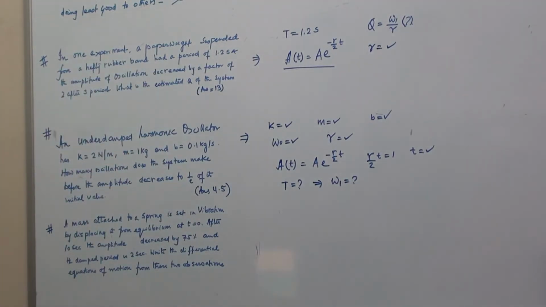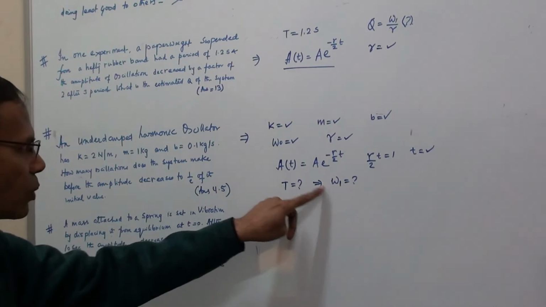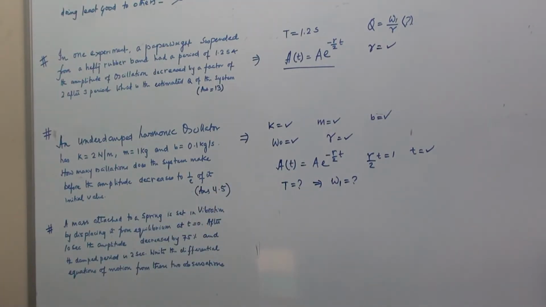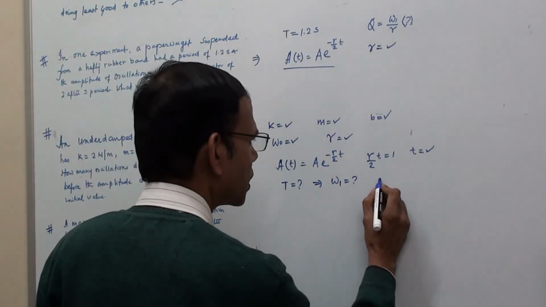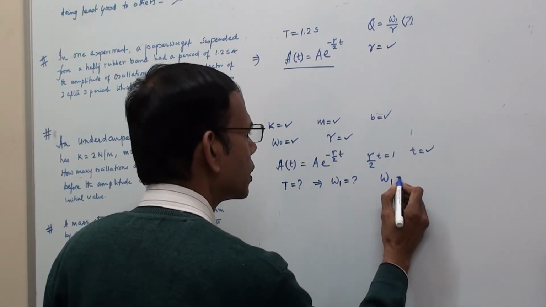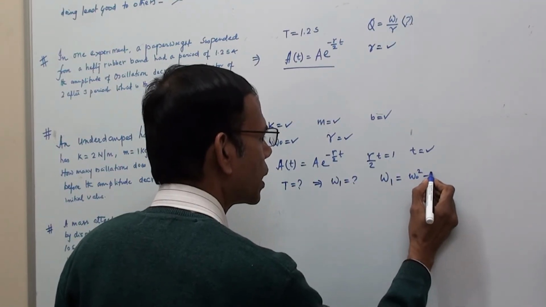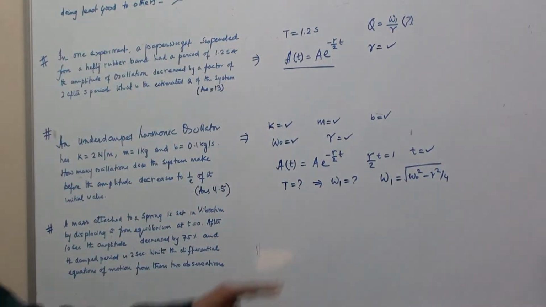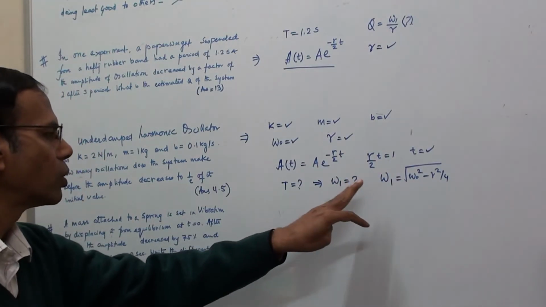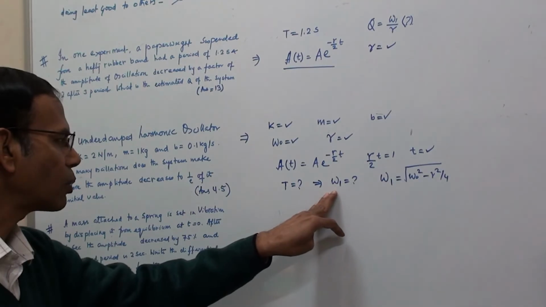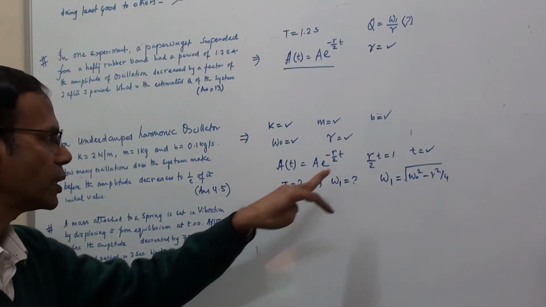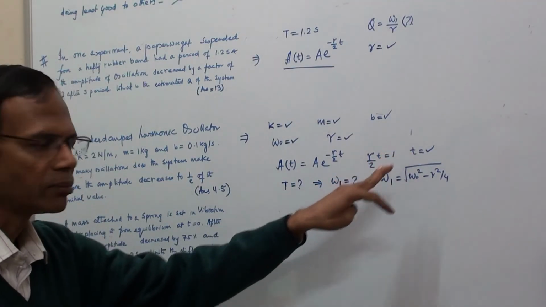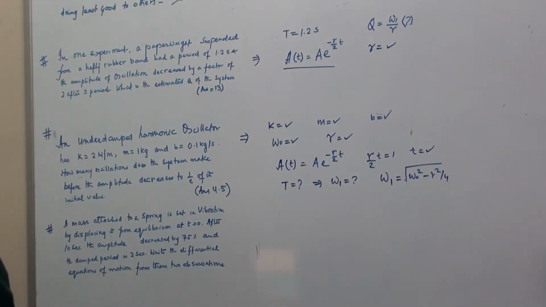How can you calculate omega 1? We can calculate omega 1 from omega 0 and gamma. How? Using the relation that we have studied, that is omega 1 is equal to the square root of omega 0 square minus gamma square by 4. Omega 0 we know, gamma we know, from there we can calculate omega 1. The moment you calculate omega 1, you get the value of T. The moment you get the small t, that is the total time, divided by the time period, it will give you the number of oscillations. So the questions are simple, you just have to apply the formulas.